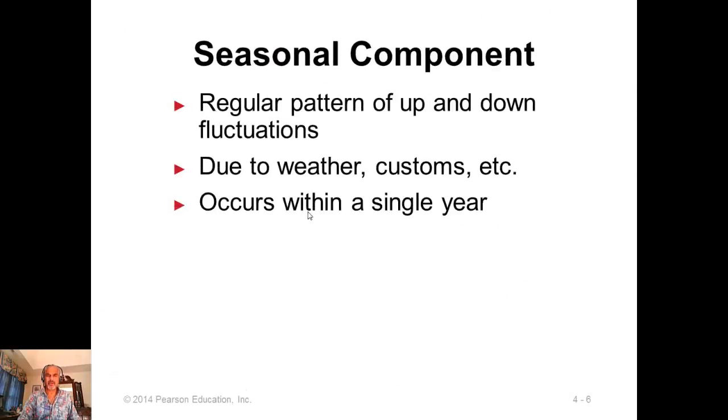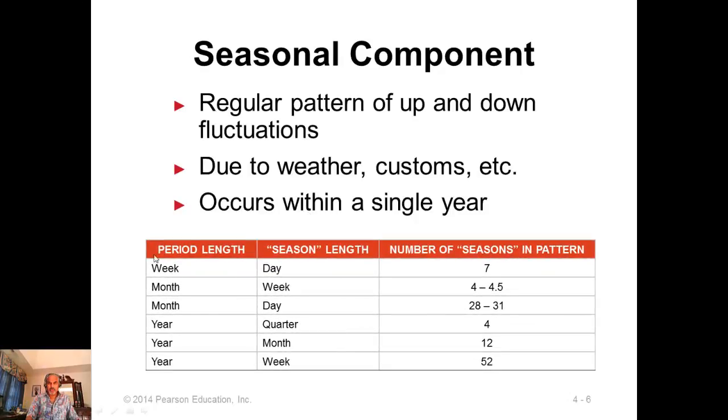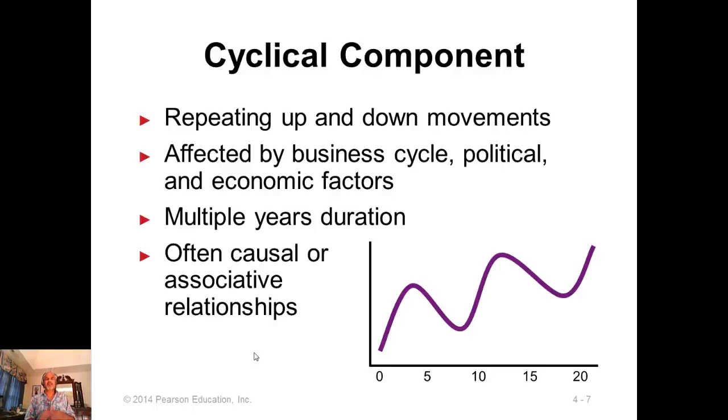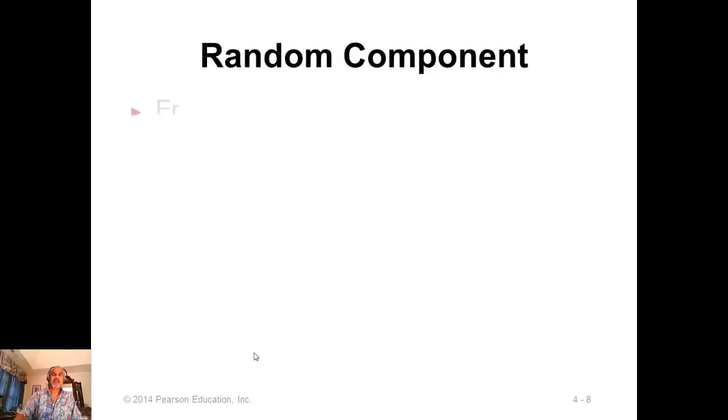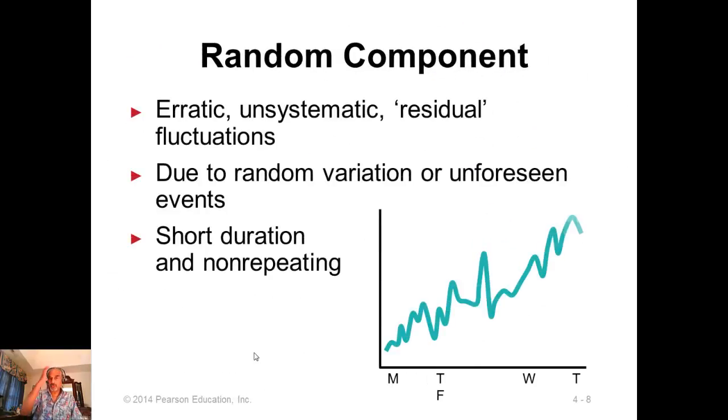Seasonal component is regular ups and downs. It could happen week-long and daily season, or month-long weekly season, or month-long daily season, or year-long quarterly, year-long monthly, year-long weekly seasons repeating. So in the first case there are 7 seasons. In the last case there are 52 seasons. Cyclical component is repeating ups and down movement caused by business cycle, political economic considerations, factors, and so on. Random component is the residual fluctuations due to randomness that we cannot foresee.